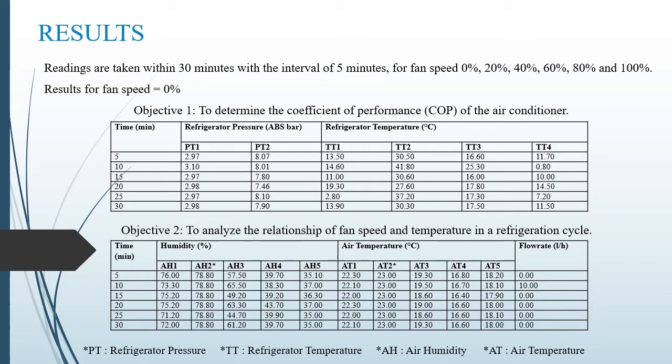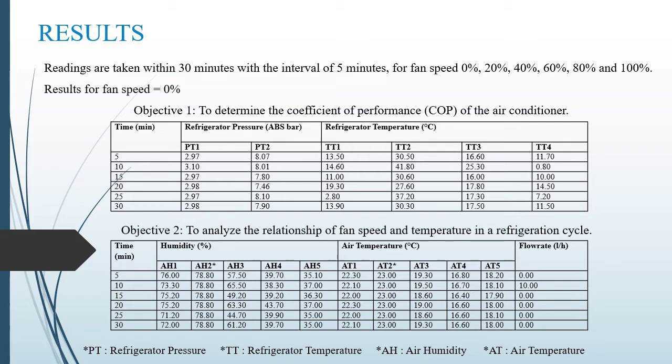My name is Wei Junxing, MA17098. We will continue with the result part. For the result, readings will be taken within 30 minutes at intervals of 5 minutes for fan speeds of 0%, 20%, 40%, 60%, 80%, and also 100%. The table below shows the result for fan speed at 0%.